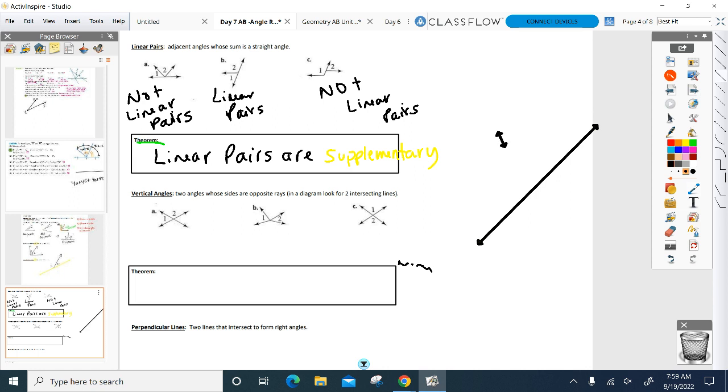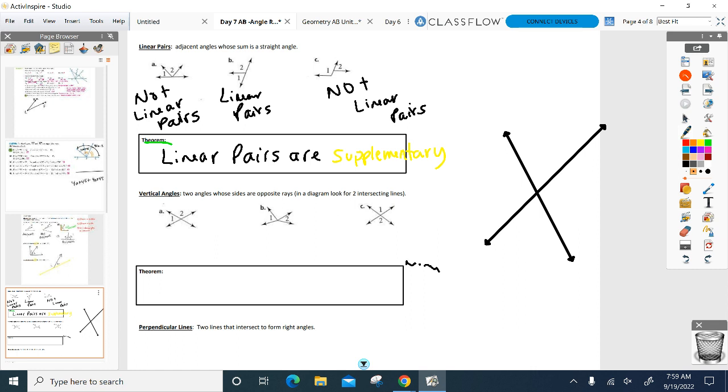Please don't copy this down. I just had 2 lines intersect. How many angles did I just form up here? 4, right? Do you see the ones that are opposite each other? Those are vertical angles. When I have 2 intersecting lines, I formed 4 angles, and the ones that are opposite are called vertical. All good? Those are vertical, the ones that are opposite.